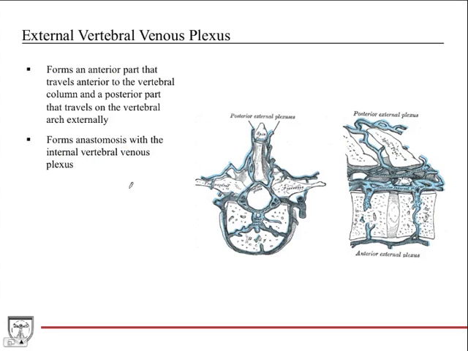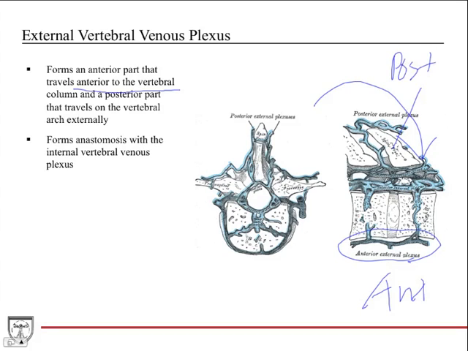External vertebral venous plexus, just to finish this out, forms an anterior part that travels anterior to the vertebral column. This is a great picture here. It's like we took the vertebral column and turned it this way, so this is anterior down here. You can see your spinous processes here, and then here's your posterior region. Then you have the posterior external plexus. So you have an anterior external plexus and a posterior external plexus, and they travel near the vertebrae.